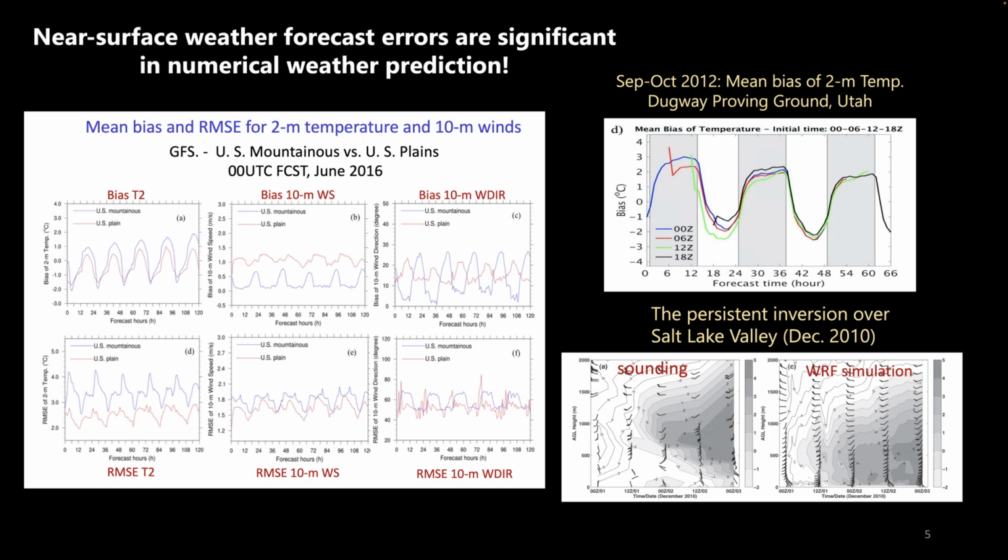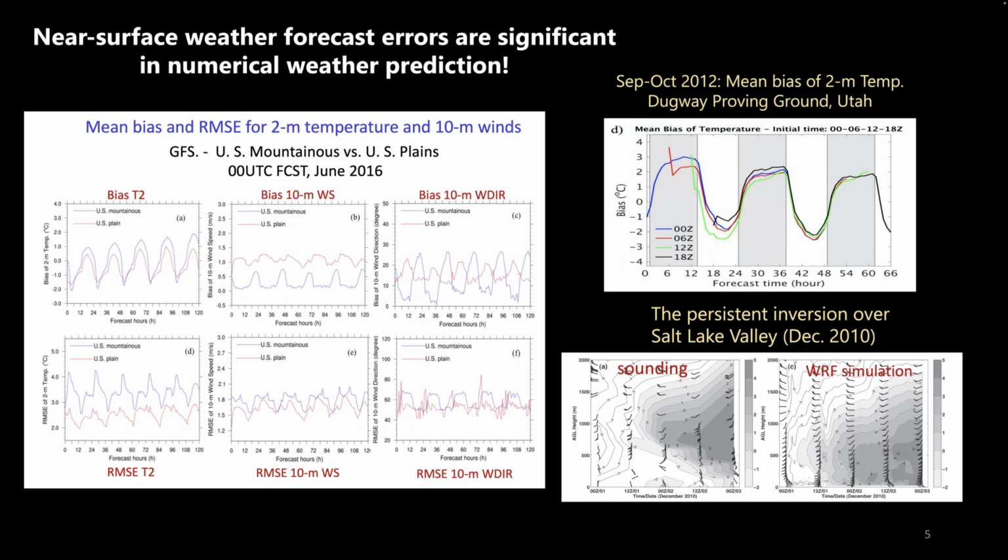In terms of NWP, with our early NGGPS support for the research, we evaluated near-surface weather forecasting, and we see large errors in near-surface weather forecasts. The left panel shows the mean bias and root mean square error for the 2-meter temperature and the 10-meter wind from the NCEP Global Forecast System. We compared the US mountainous region in the west and the plain region in the east side of the country.